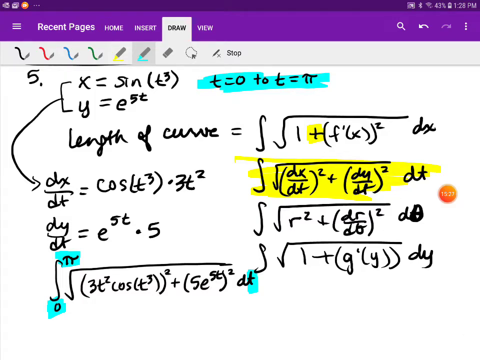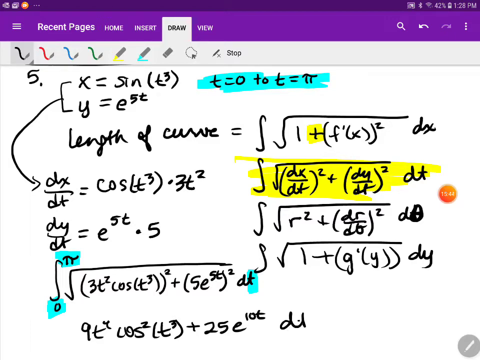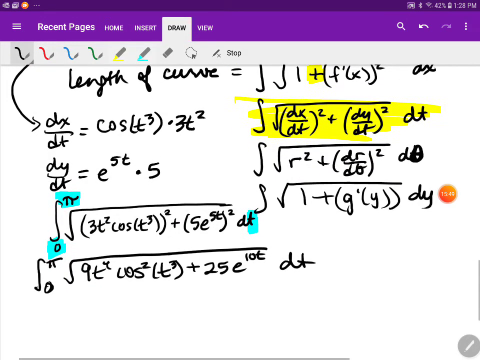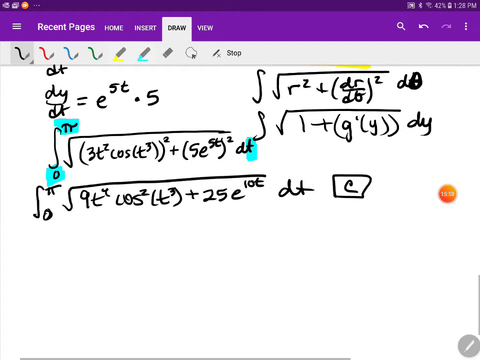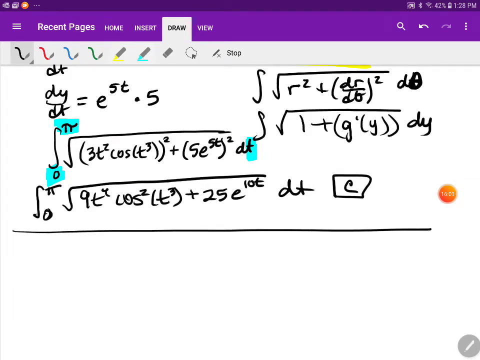Okay, so let's see. Their answer, 9t to the 4th. Okay, so this is 9t to the 4th cosine squared of t cubed plus 25e, multiply the exponents, e to the 10t dt, square root. This is not one that you could do by hand, so they would have to leave it like this, or have one that is possible to do by hand if this is on the free response part. Okay, so that's it. Let's see, number 5 on Mr. Calculus's, let's see, yep, C, that's what he put too.